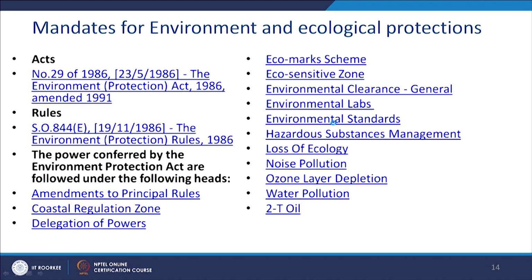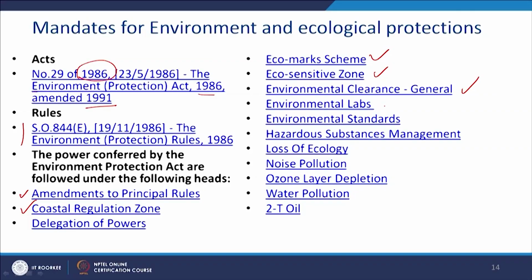The first policy and act came in 1986, called the Environmental Protection Act 1986. Then in 1991 it was amended. Under the act they made several rules and some amendments. They made several rules like coastal regulation zone, delegation of the power, eco mark scheme, eco sensitive zones, environmental clearance scheme, environmental labs, environmental standards, hazardous substance management, loss of ecology, noise pollution, ozone layer depletion, oil pollution and also oil management. So, these kinds of acts, rules and regulations are already set in India to take care of the development, especially in the urban areas and the industrial areas.